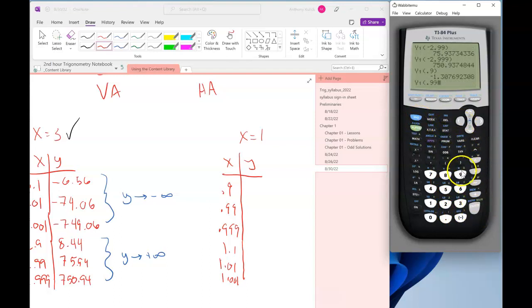So that looks pretty good, heading towards negative infinity, right, you guys? And after 1, you've already done.